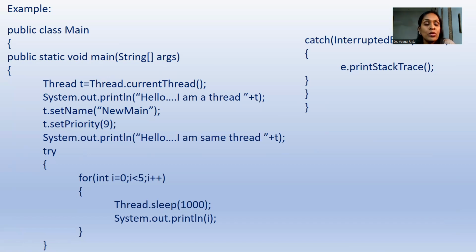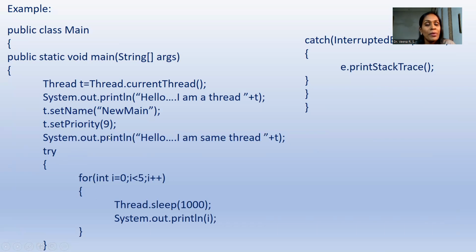And after that, suppose I want to change the name of a thread, I can always make use of the method setName. So if I say t.setName, new main, so whatever the name was before. The name of the default thread is always main. So now I'm changing the name of that thread to new main. And suppose I'm also changing the priority of the thread to 9. It was 5 before. Now I'm trying to change it to 9. So I can make use of the setPriority method.